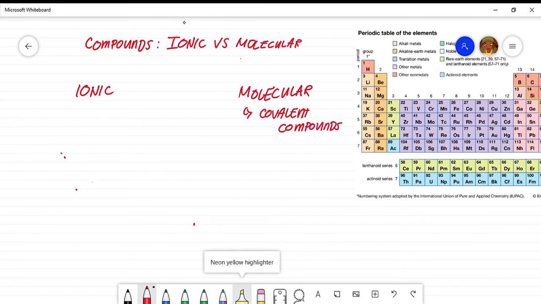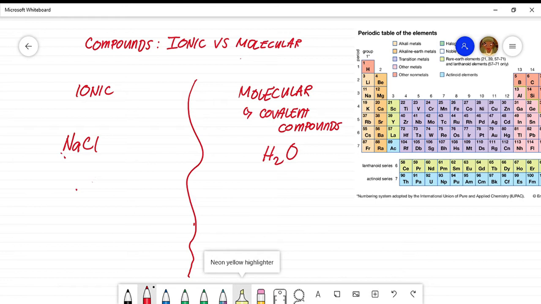Another way to differentiate this is to determine if they share or transfer their electrons. So in an ionic compound, let's start with a very simple compound, salt, NaCl. And for a molecular compound, let's say we have water, or H2O. So in NaCl, we know that the electrons here are transferred and not shared.